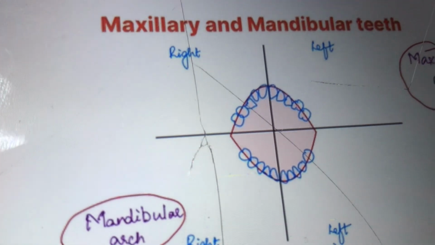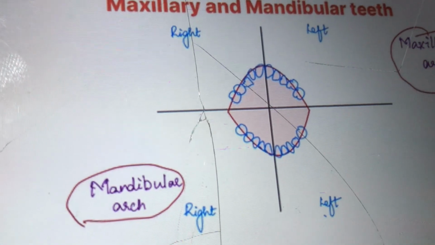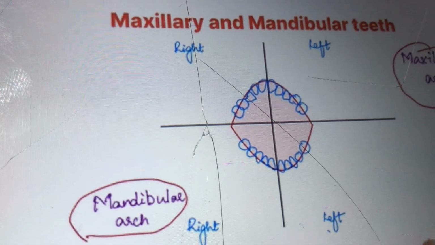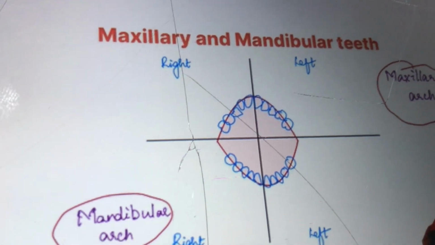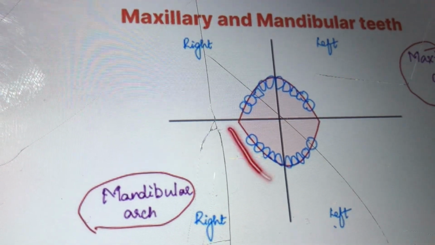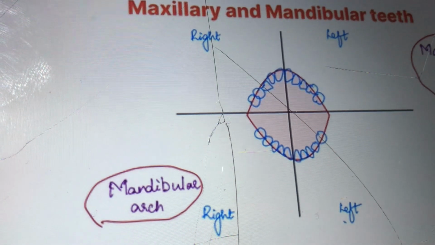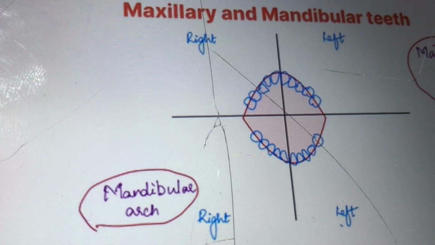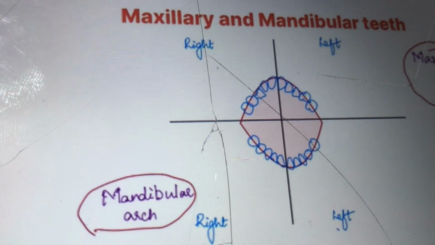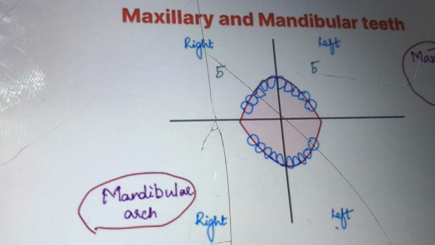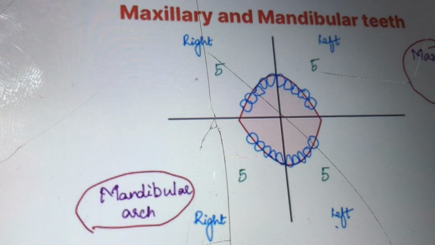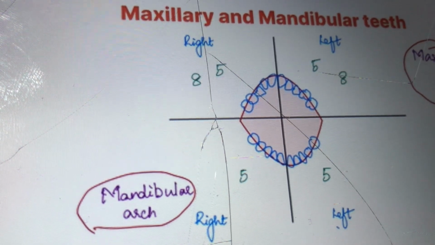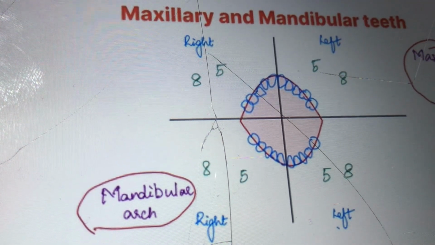So we can name the quadrants, if you look at the nomenclature, which we'll be discussing a little later, but this is how the appearance would look. You have your maxillary arch and you have your mandibular arch. What I've drawn here is showing the primary dentition, wherein you have 5 teeth in each quadrant. For the permanent teeth, you have 8 teeth in every quadrant.